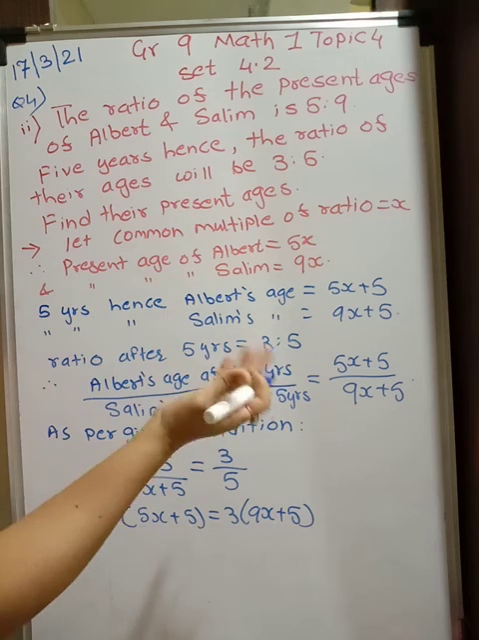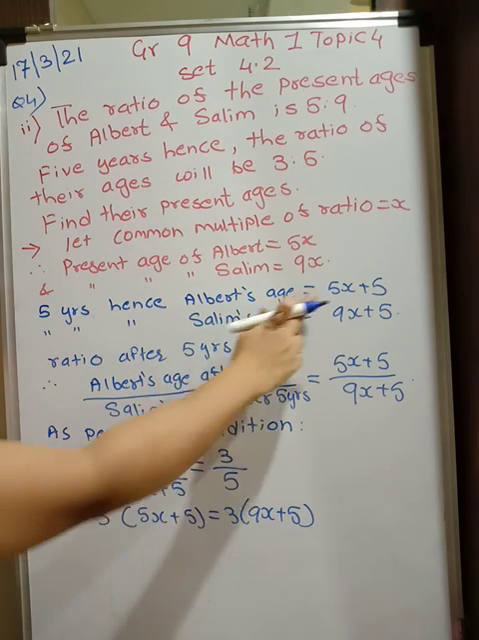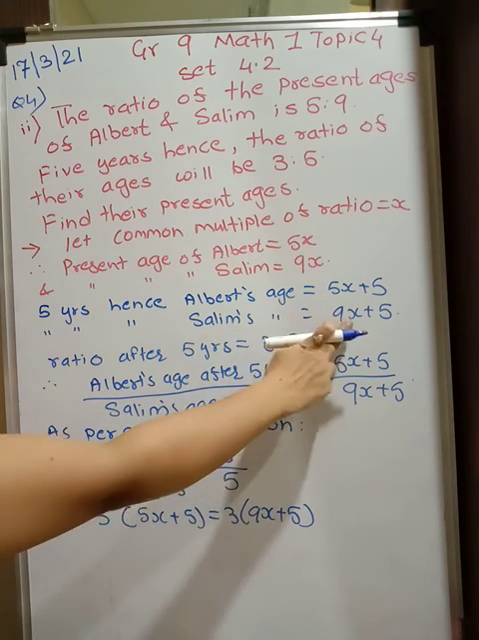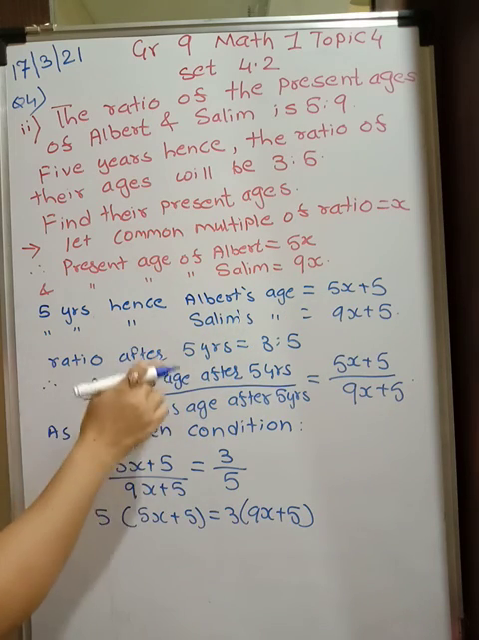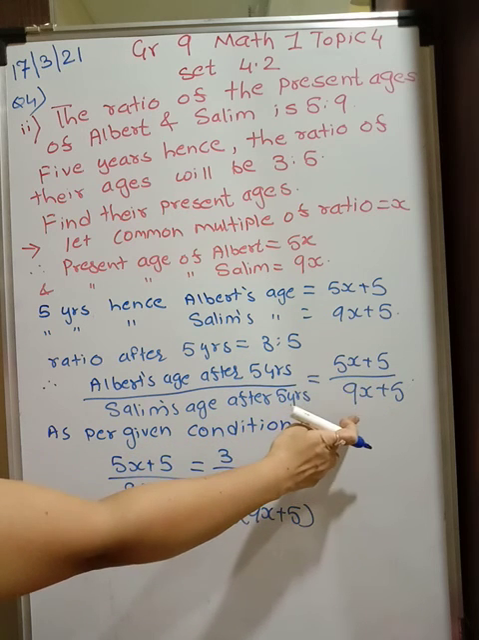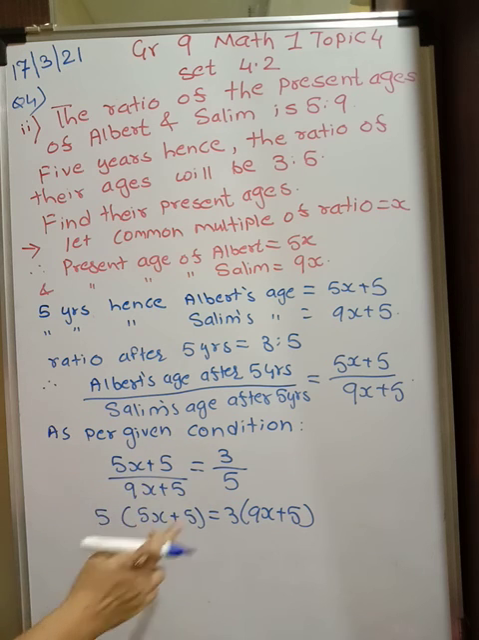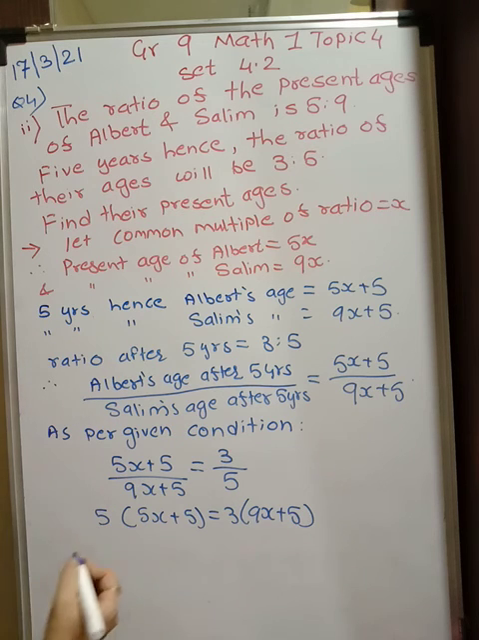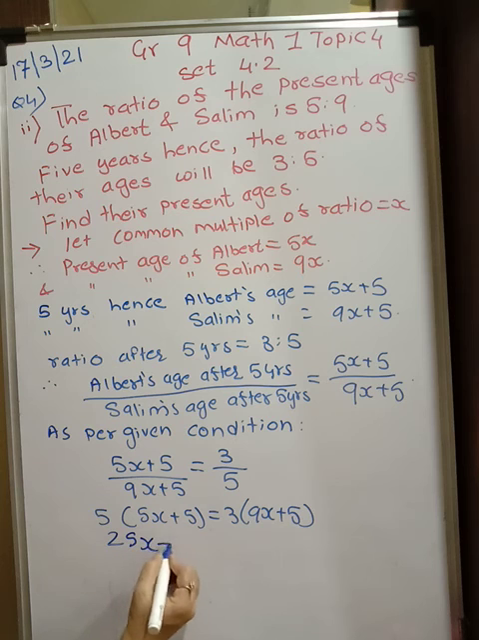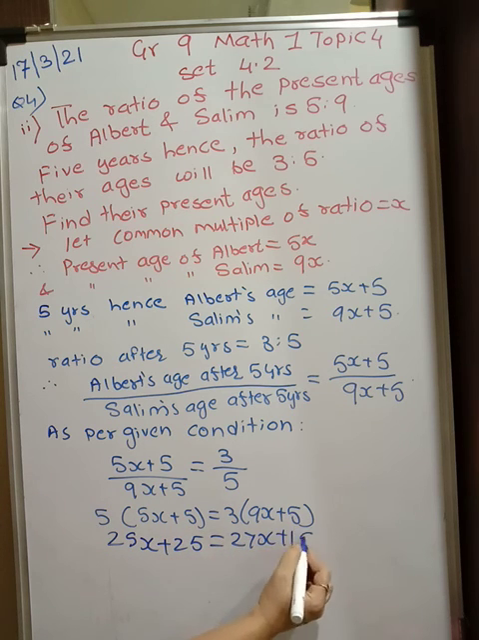Now 5 years hence means after 5 years. Albert's age would be 5x plus 5 and Salim's would be 9x plus 5. And after 5 years, their ratio is 3 is to 5. That means (5x plus 5) upon (9x plus 5) is given as 3 upon 5. Just cross multiply. You have 5 into (5x plus 5) is equal to 3 into (9x plus 5). You get 25x plus 25 equal to 27x plus 15.